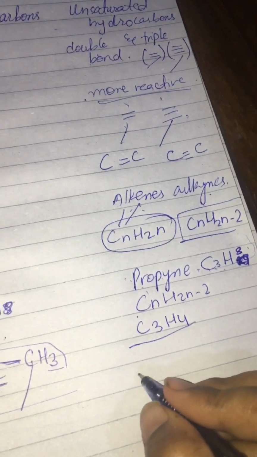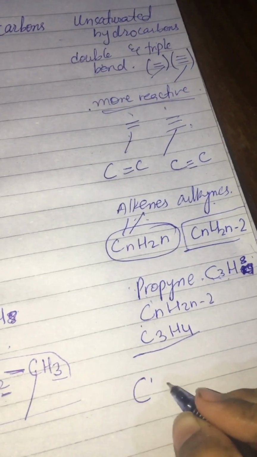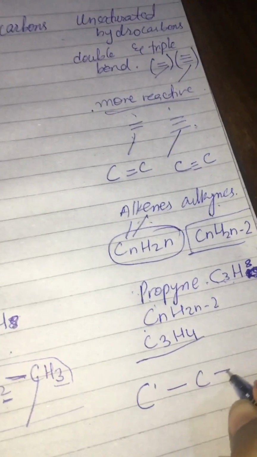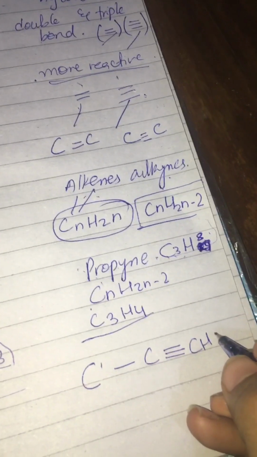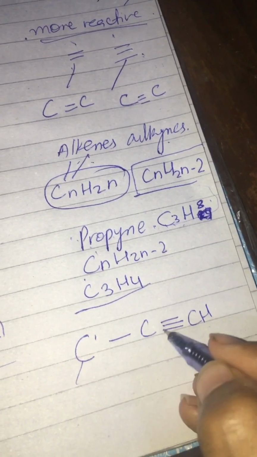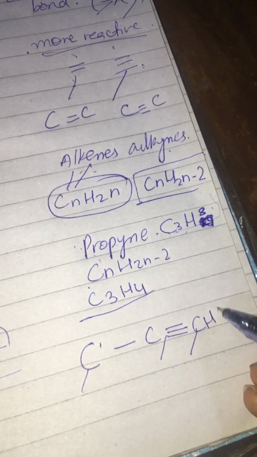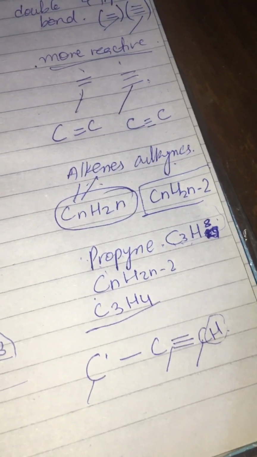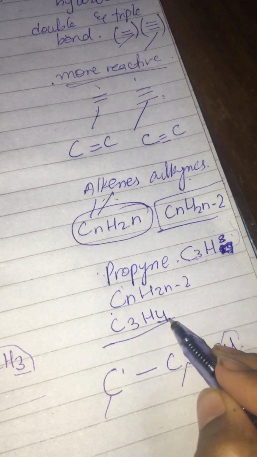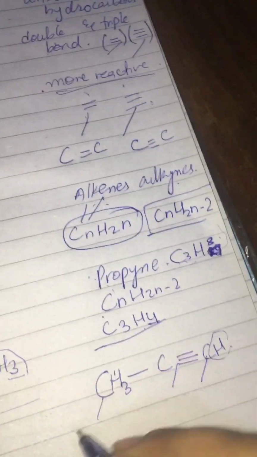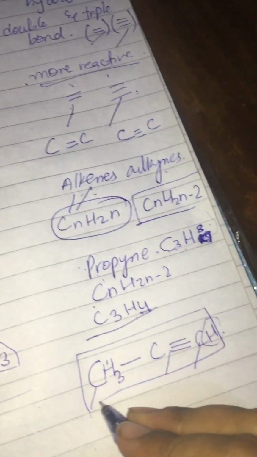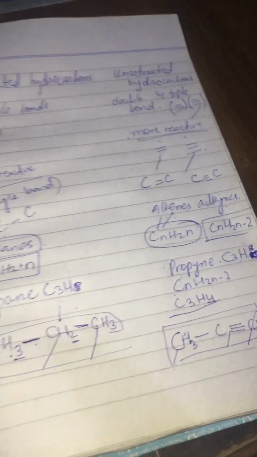So now let's make the structure, that is C triple bond. Now let's count: there are 3 carbons, but still hydrogen is only 1, so we need to fix this. The hydrogens should be 4, so we need to add H and H3 here. So this would be the structure of propyne. Now this is the end of this lecture.